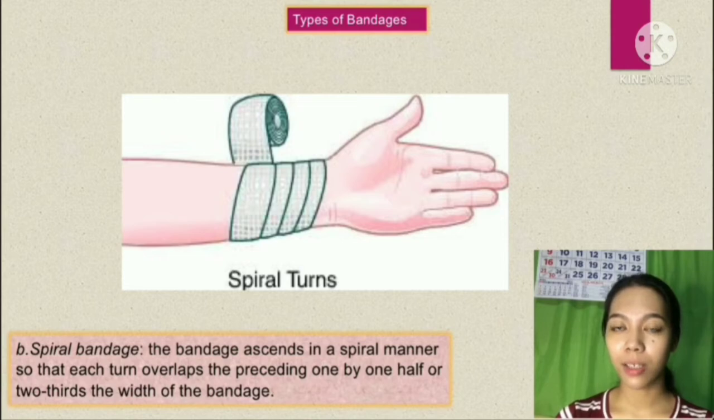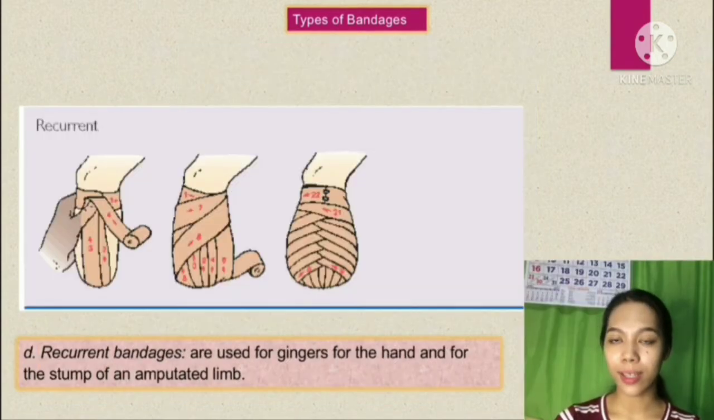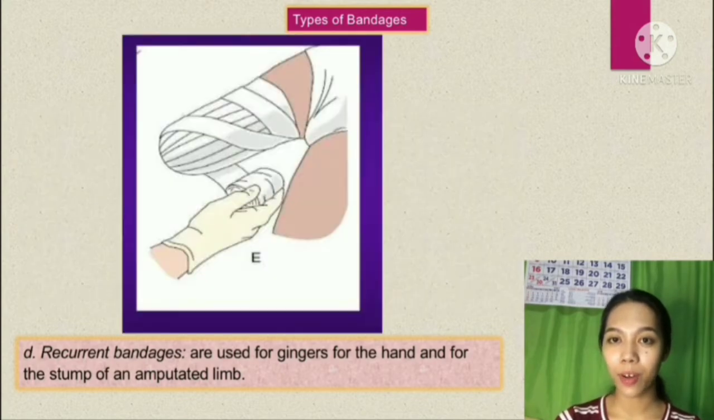Spiral bandage. The bandage ascends in a spiral manner so that each turn overlaps the preceding one by 1/2 or 2/3 the width of the bandage. Figure of 8 bandage. The figure of 8 consists of making oblique overlapping turns that ascend and descend alternately. Recurrent bandages are used for fingers, for the hand, and for the stump of an amputated limb.